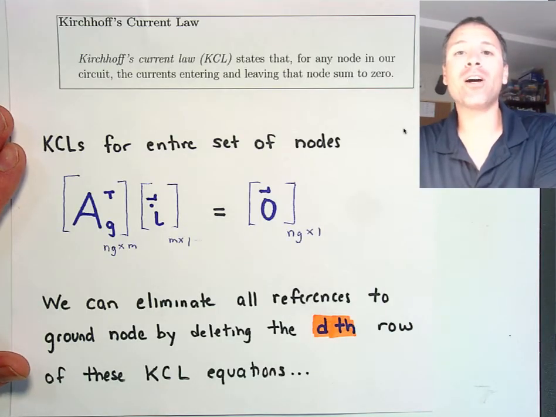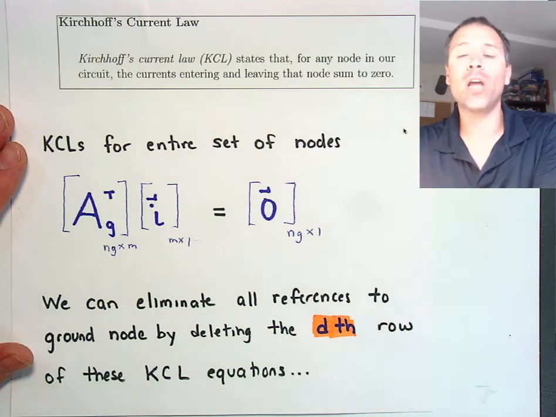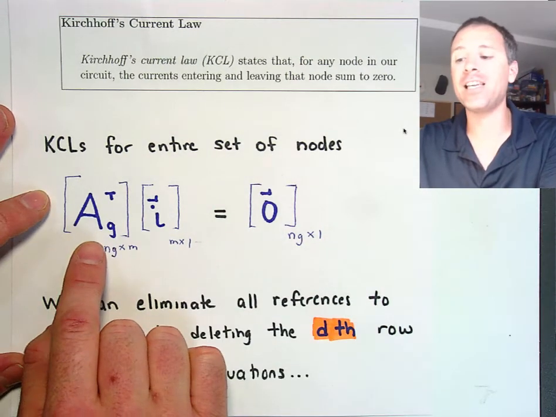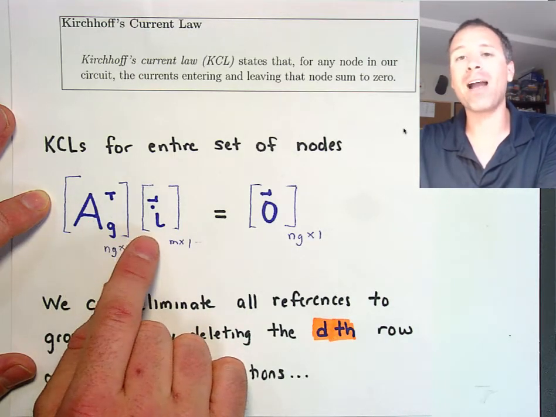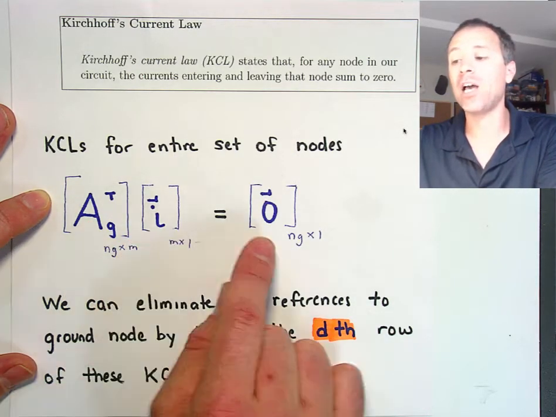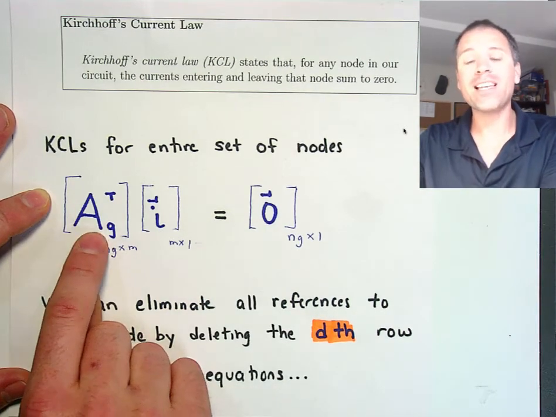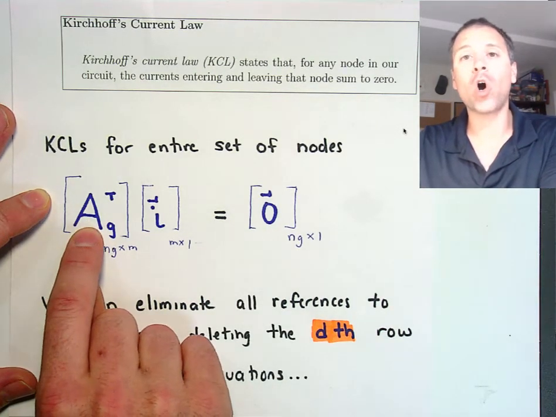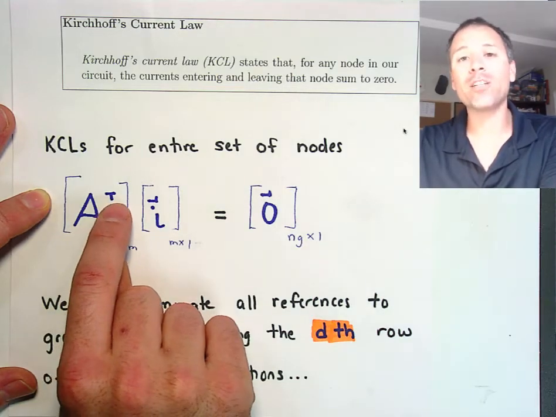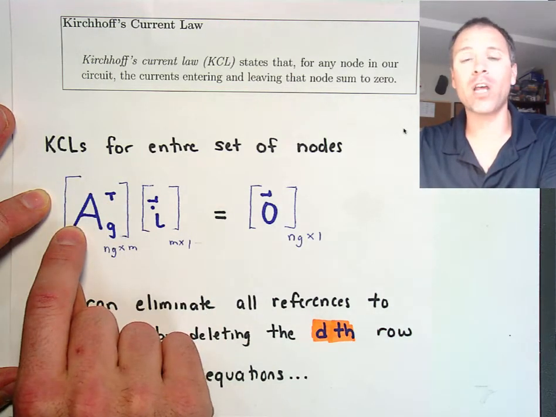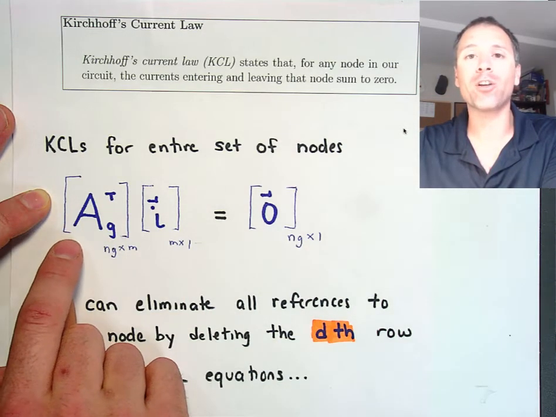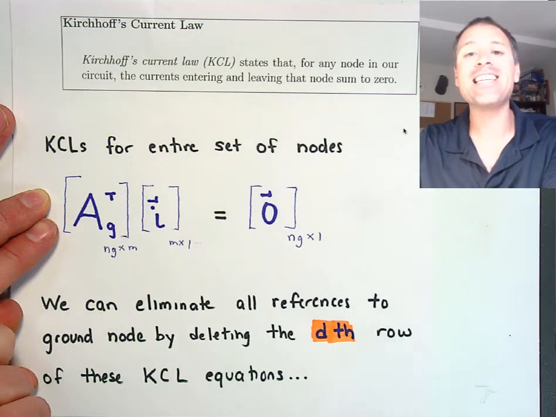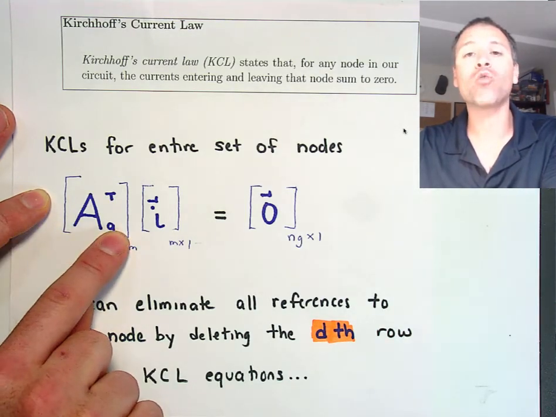Remember that Kirchhoff's current law states that the sum of all currents coming into and out of a single node go to 0. We saw in step 5c that meant that the entire incidence matrix transpose multiplied by the vector of currents running through each element sums to 0. But in this incidence matrix, the columns are indexed by the nodes. When we take the transpose, that means that the rows are indexed by the nodes. And what we're saying is, when we ground this matrix, we want to delete all reference to the ground node. So we can actually delete the dth row from this equation and get the grounded KCLs.